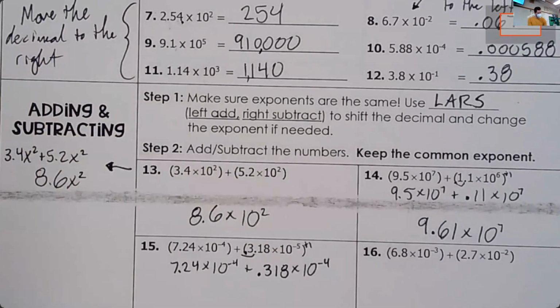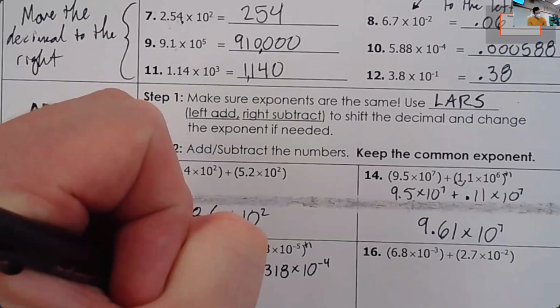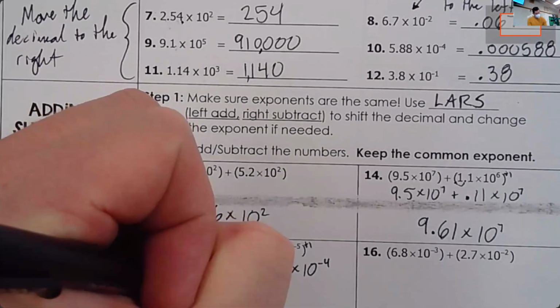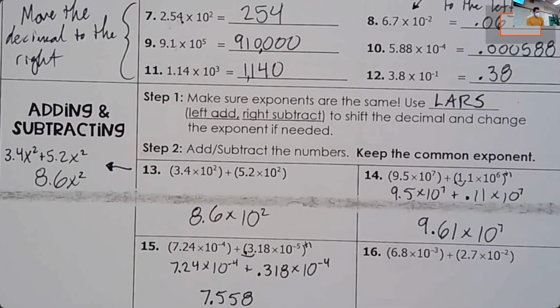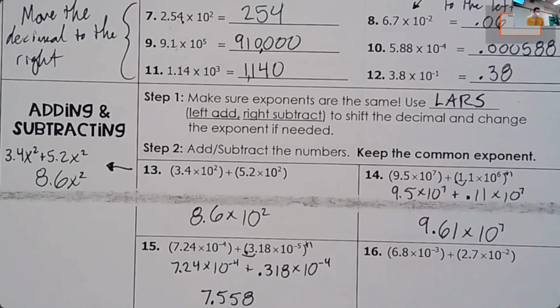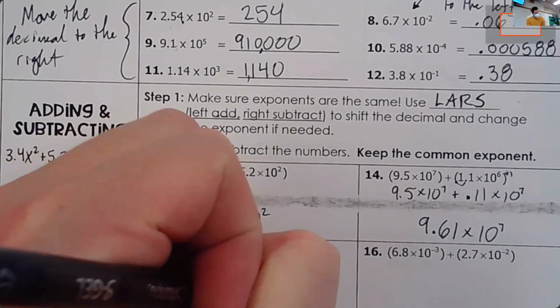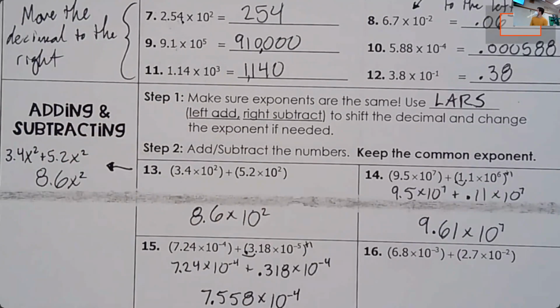It is 7.558. The other thing about scientific notation is you're always going to use all of the values after the decimal place. If it's 5 numbers after the decimal place, write all 5 numbers. We're not going to be rounding anything here. And then that's going to be times 10 to the -4th power.